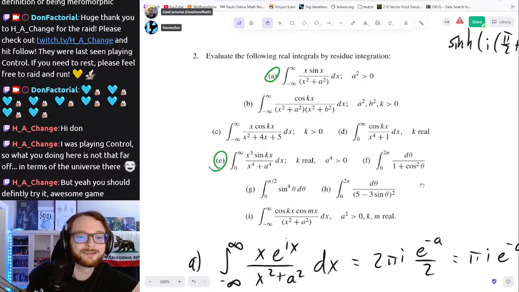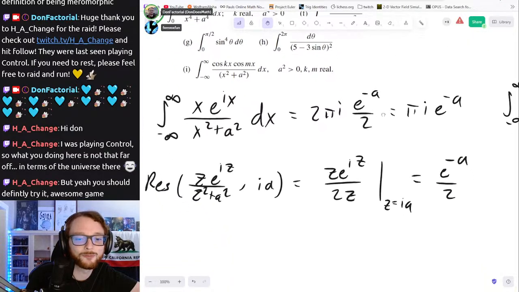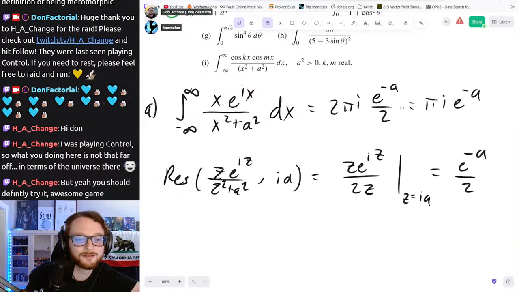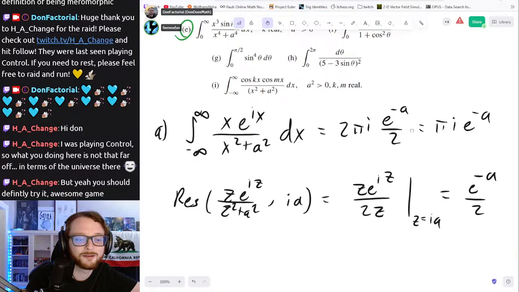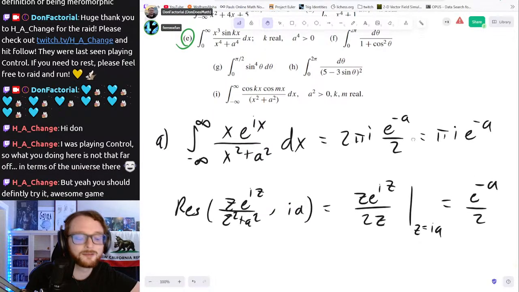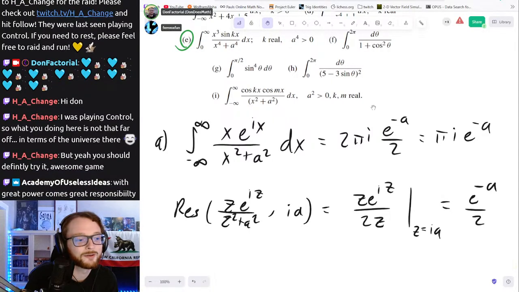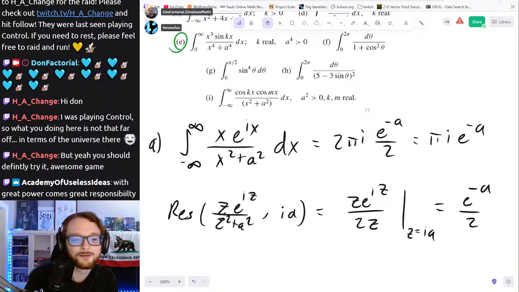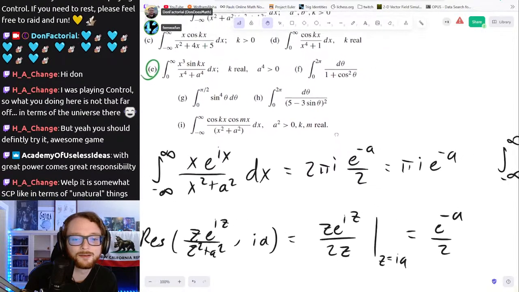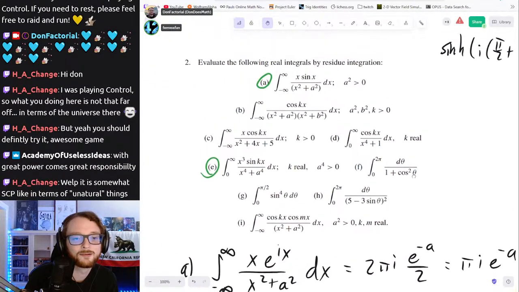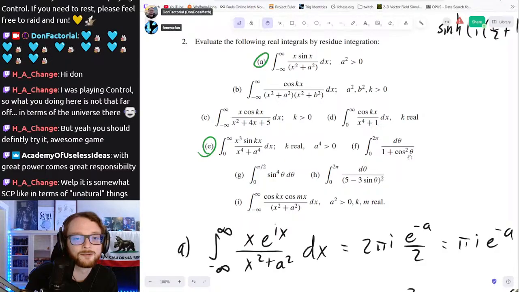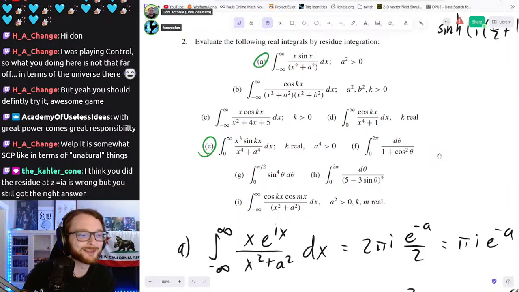Ugh. We do need a squared to be greater than 0. Why is that? Because otherwise the singularities could be on the real axis. If a squared was negative 16, you'd have the poles at plus minus 4, and then we'd be integrating right through a landmine. Okay, yeah, I like that.